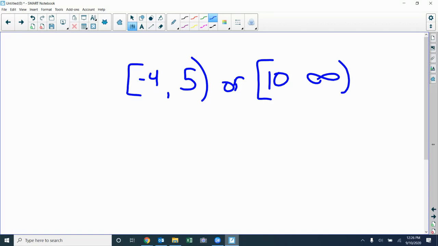I'm gonna give you a second. You can write this in set builder notation. Set builder notation, the hard one. This will be the hard one. Same process I just showed you.